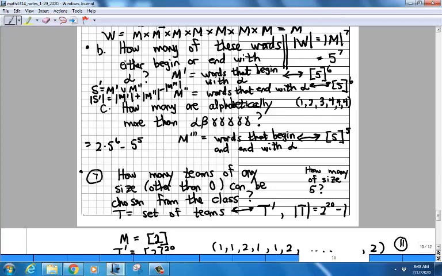So the third part here is, of the total words that we can form from those 5 letters of the Greek alphabet, how many are alphabetically more than alpha, beta, and then 5 gammas? Yeah, Kaylee. So what do you suggest to answer that?